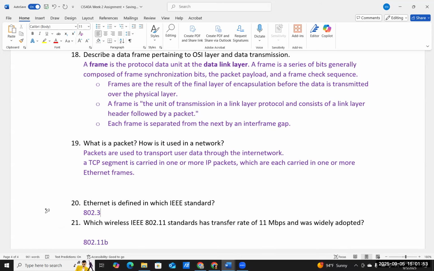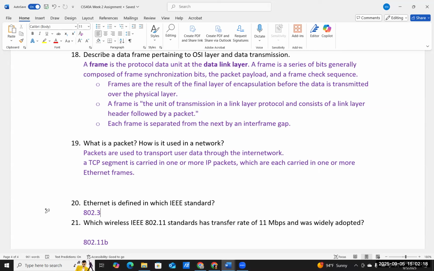I'm sure some of you know this well, right? But the legacy, this is old. Which wireless 802.11 standard has a transfer rate of 11 megabits per second? You look at this and you laugh, you're like, what? That's really slow, right? So years ago, that was really the technology.